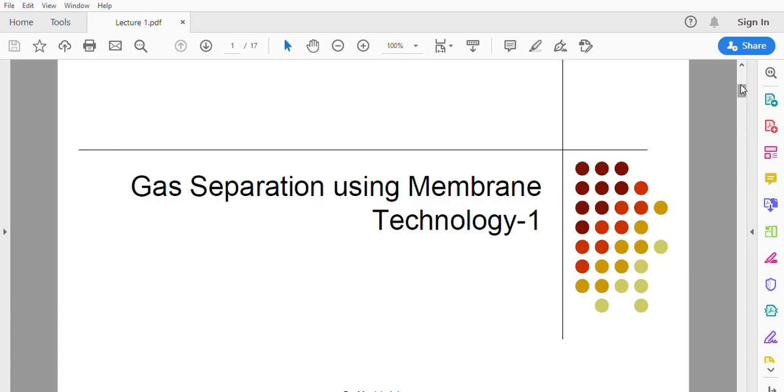Why? Because in reverse osmosis, the size of the salt molecule is much larger than the size of the water molecule. But when you are separating different gases using membrane technology, the sizes of the different gases are nearly similar. And membrane technology works on the absorption and diffusion phenomena. So it is very difficult to separate gas using membrane technology. However, there are several commercial processes where we use membrane technology for gas separation.